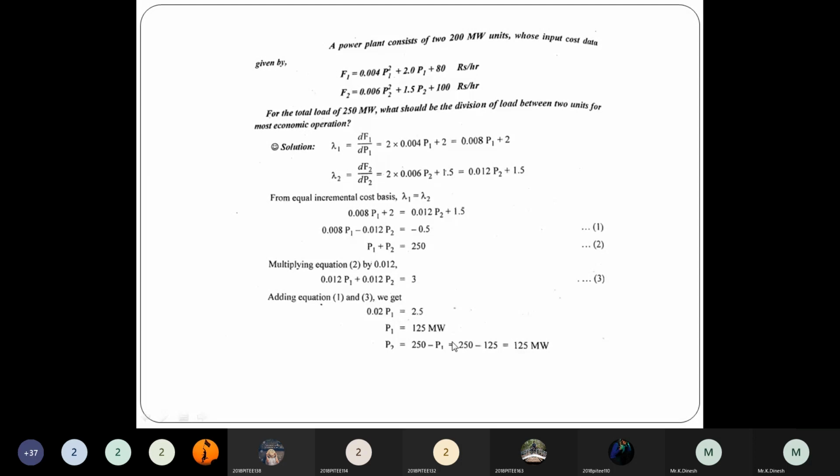If you substitute, you get p2. So p2 equal to 250 minus p1. So 250 minus 125, 125. So in both the power generations, the power rating should be 125 megawatt for the economic operation.